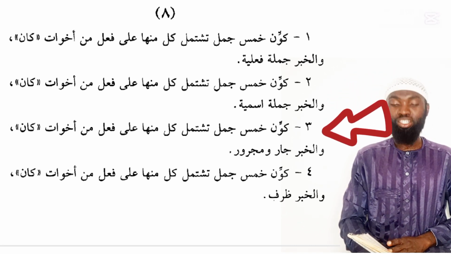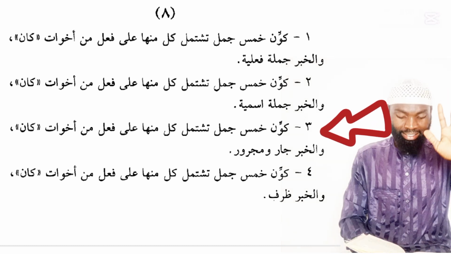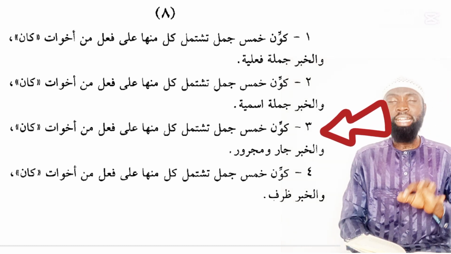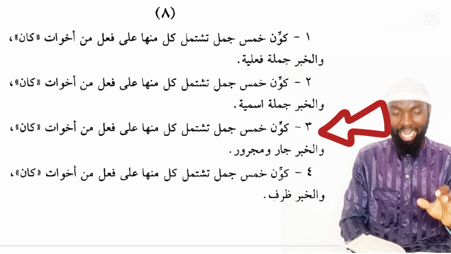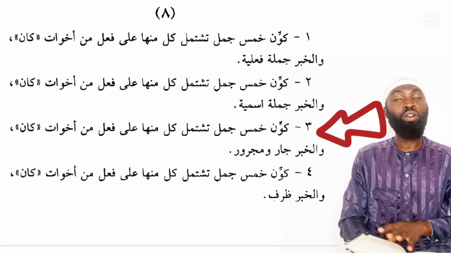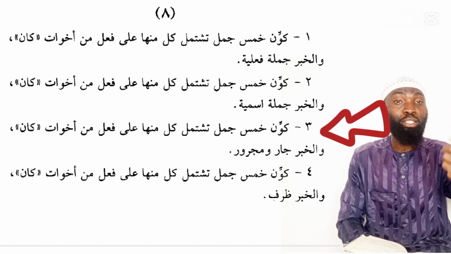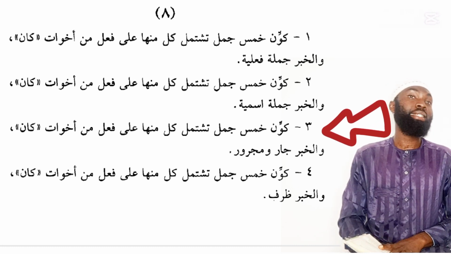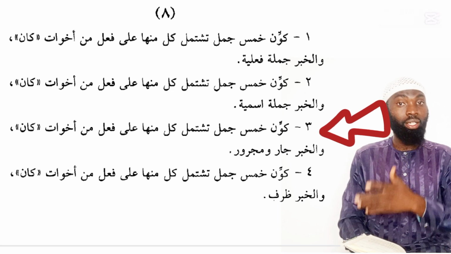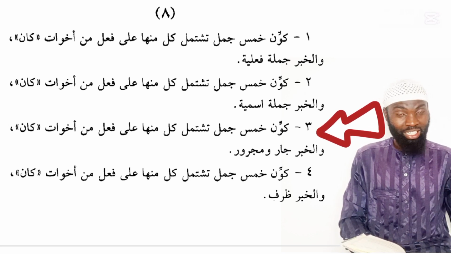Tamrin al-Thani, exercise number 3, it says kawin khamsa jumalin, form 5 sentences, tashtamilu kullun minha ala fi'li min akhawati kana. Each of them should also have one of the sisters of kana, wal khabaru jarrun majrur. But the khabar, the predicate, should be a preposition with the noun. I can say Kana Khalidun fil mat'am. Khalid was in the dining. That's very easy. Solve the remaining 4.